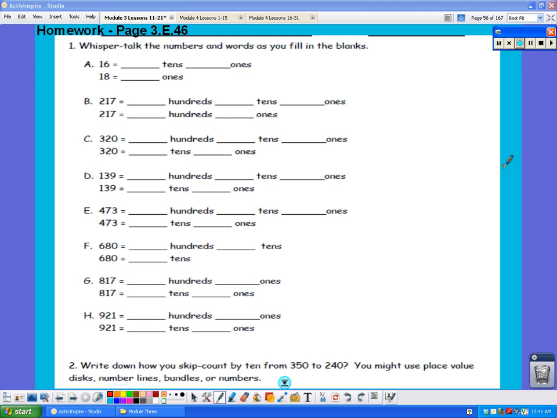Lesson 14. Model numbers with more than 9 ones or 9 tens. Write in expanded, unit, standard, and word forms. Let's go ahead and look at the homework.